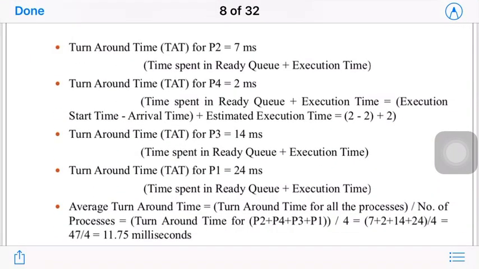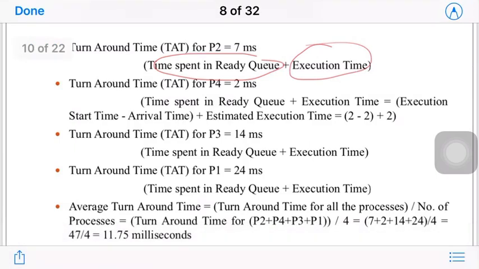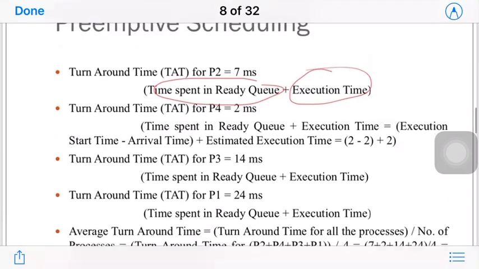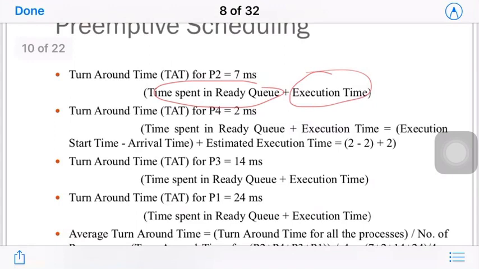Now what is turnaround time? Turnaround time is nothing but the time spent in the ready queue plus execution time. Time spent in the ready queue means waiting time. So for P2, how much was the waiting? 2 milliseconds, right? And the execution time is 5 milliseconds. So 5 plus 2 is 7. Similarly, P4 entered and got a chance immediately, so waiting time was 0 plus execution time 2 milliseconds, which was given.